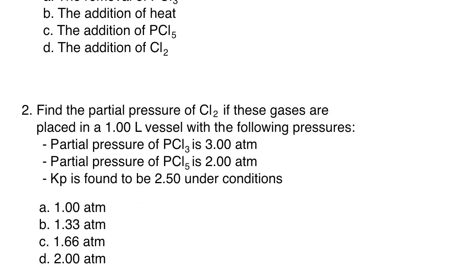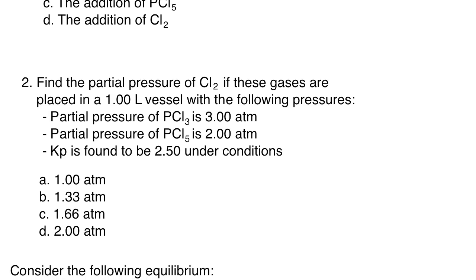And here are the conditions. The partial pressure for the PCl3 is 3.00 atms, and the partial pressure for the PCl5 is 2.00 atms. And then Kp, which is the pressure-based equilibrium constant, is found to be 2.50 under these conditions. Now we're assuming a steady temperature, that's what under these conditions is referring to. Okay, so you have a couple options there. Which of those would be the appropriate partial pressure for the chlorine gas given the other partial pressures for the other reagents involved in this equilibrium?